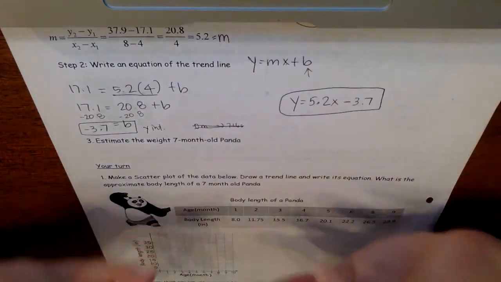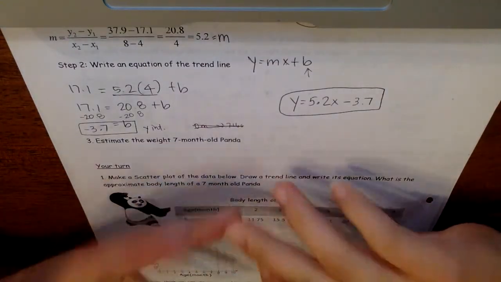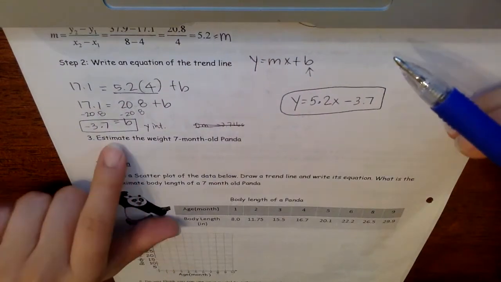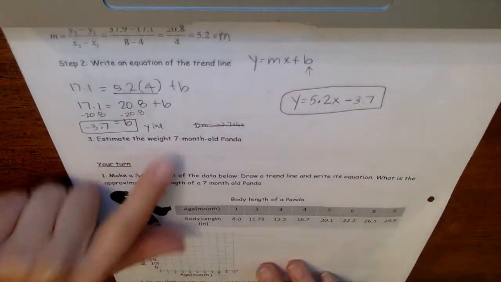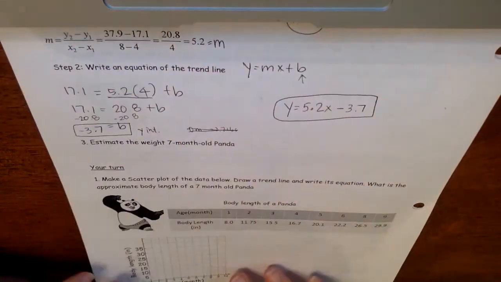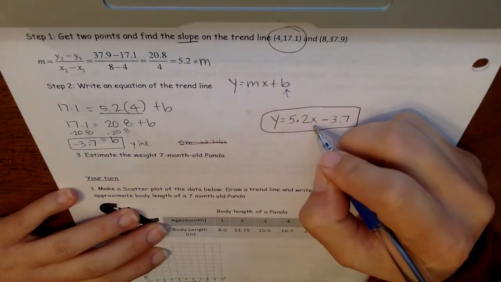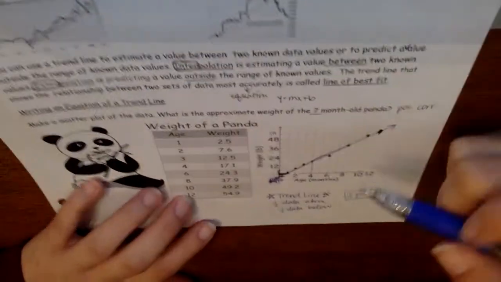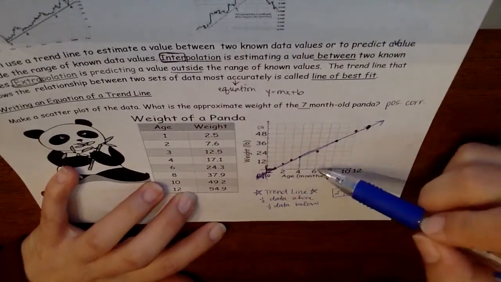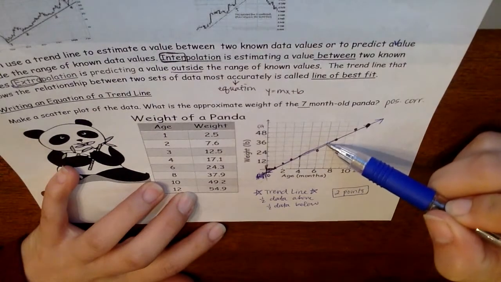We've gone through everything. We've drawn a scatter plot, we drew a trend line, and we found the equation of a trend line. The last question says, estimate the weight of a 7-month-old panda. So you have a couple of options. We can plug in 7 for x, or you could use your trend line. I'm going to show you both. According to our graph, 7 months would be right here.